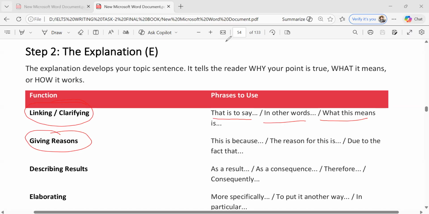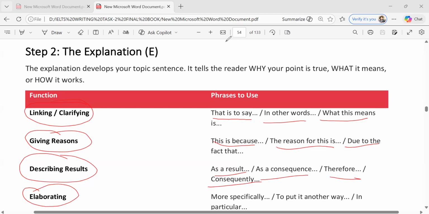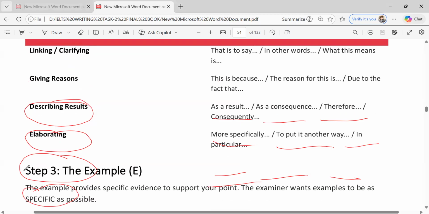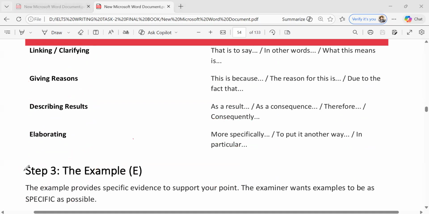If you want to talk about the reasons, what type of linker phrases can you use? This is because, the reason for this, due to. Or if you want to give the result, you can say as a result, as a consequence, therefore, consequently. Or you may elaborate, using more specifically, to put in another way, in particular. So you can use different types of phrases. Once you provide your explanation, we will take some practical examples, then you will understand the second part.